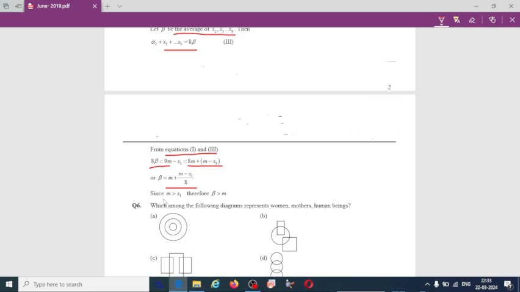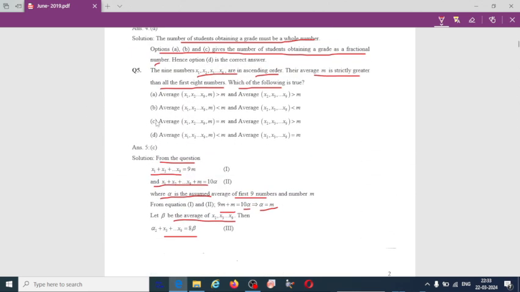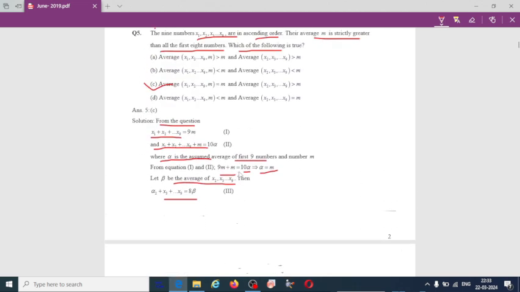So here m is what? Greater than x1. Therefore beta is less than m. That means option C is correct here. Okay. Average that is going to be equal to m, and average of x2 to x9 greater than m.